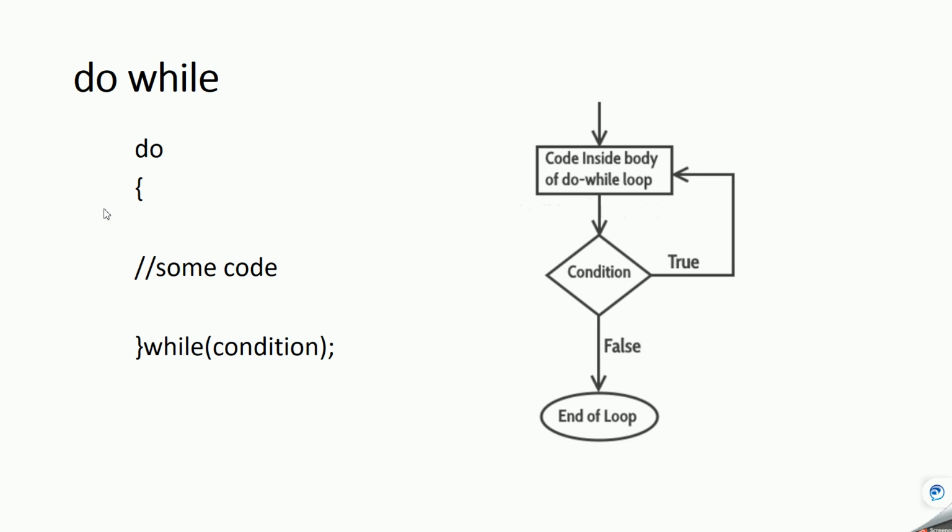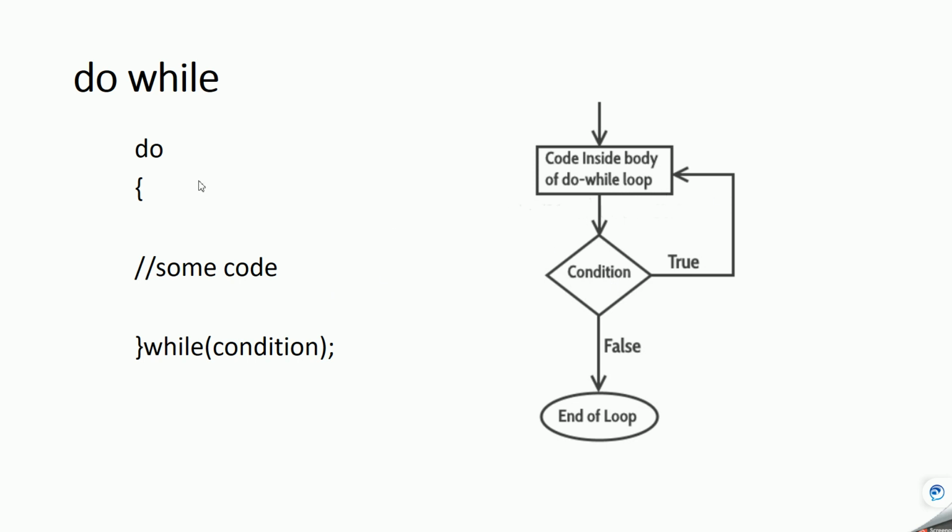What we do here is first we execute the code inside this do while loop, means the body of do while loop, and then we check for the condition. In while loop, the condition will be checked first, and then code will be executed based on the condition. But here, we execute this code at least once, and then we check for the condition. So let's understand this by flow diagram.